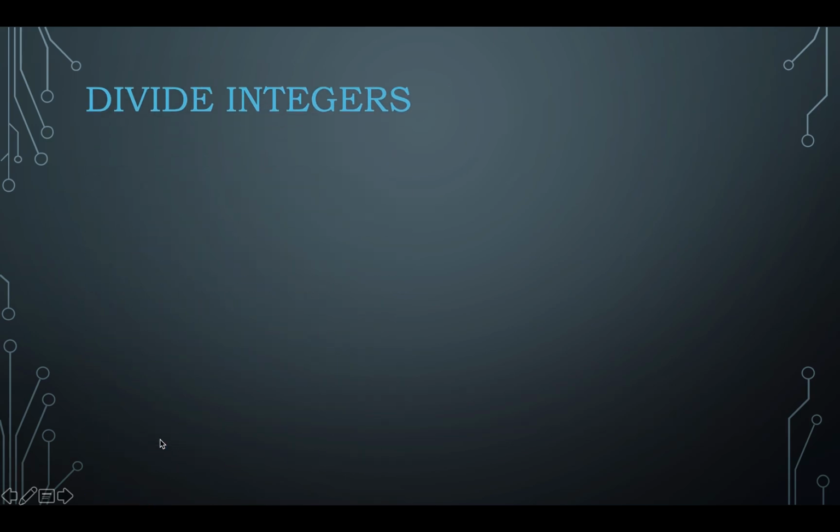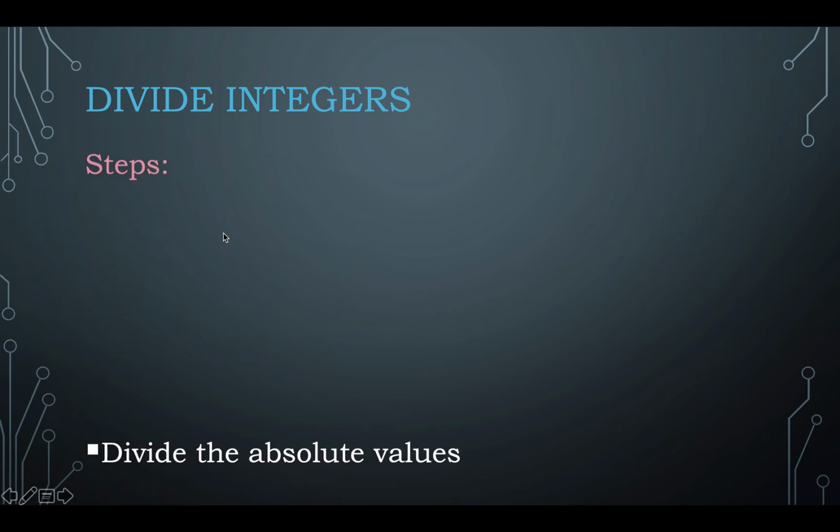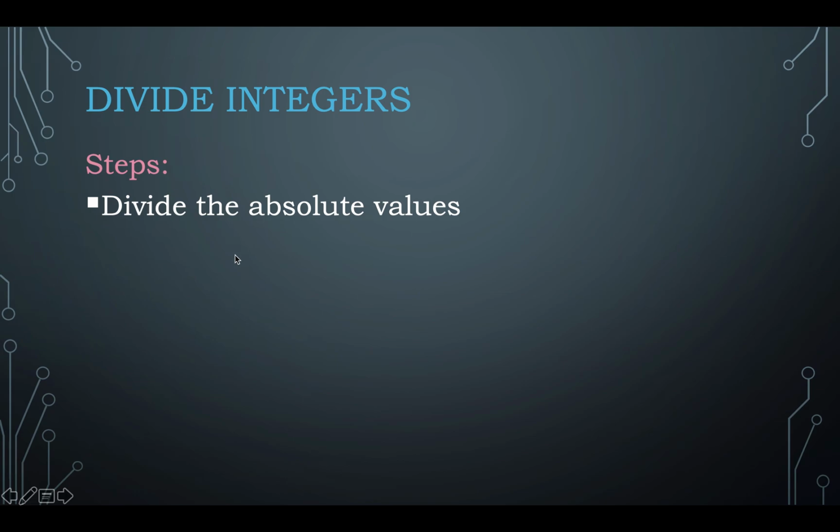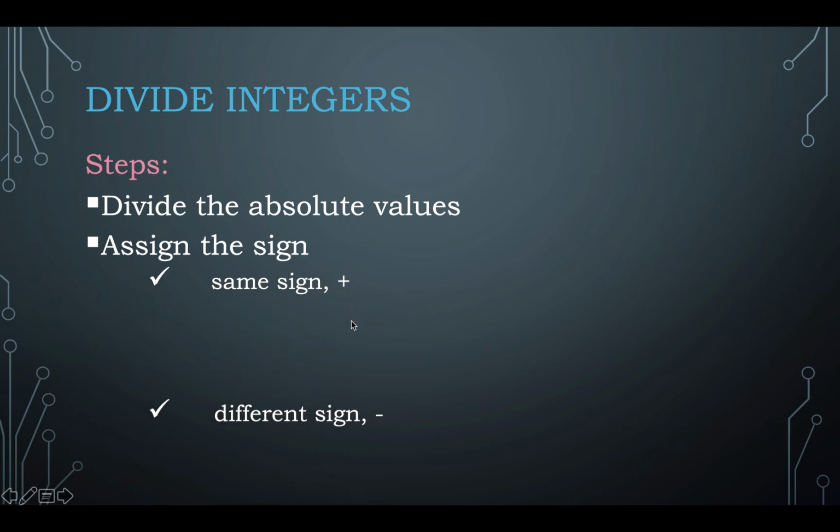Divide integers. Dividing integers is exactly same as multiplying integers. The steps are same, only thing is you need to divide here instead of multiplying. So first step is divide the absolute values, then assign the sign. If it's same sign, you will add a positive to the answer. If it's different sign, you will add a negative.